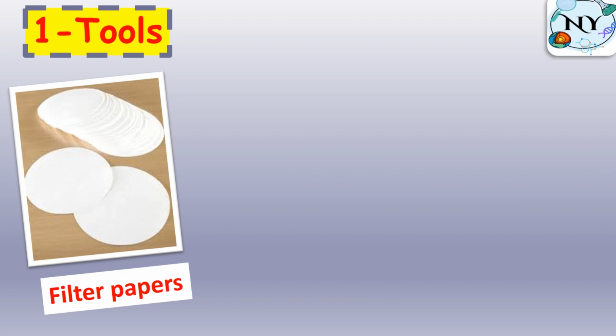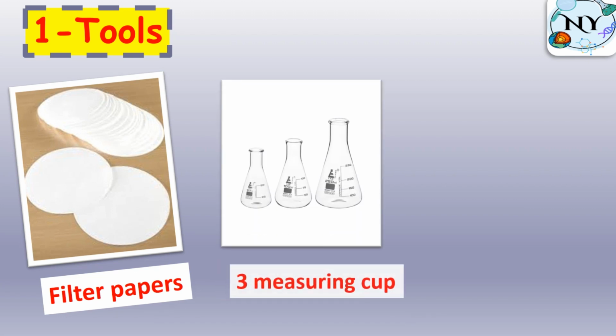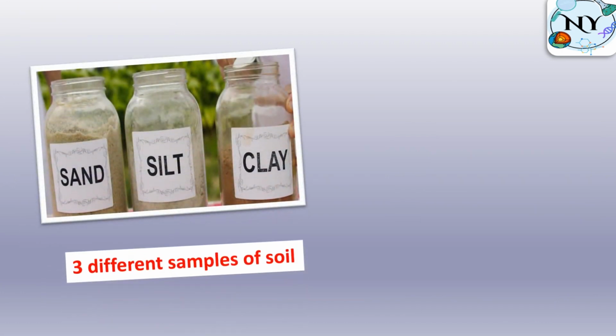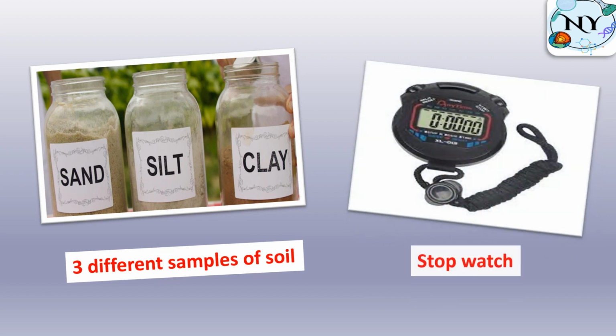For our tools, we need filter paper, okay? Filter paper is something that we can find in the science lab, and we use it like a colander in the kitchen to remove water from pasta. And we have 3 measuring cups or conicals, 3 funnels, 3 types of soil: sand, silt, clay, with similar amounts. And we have a stopwatch to record the time.